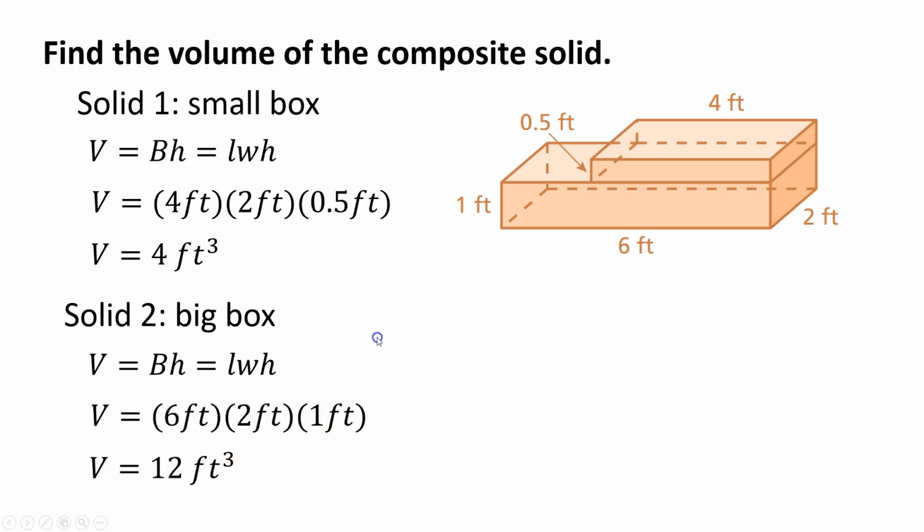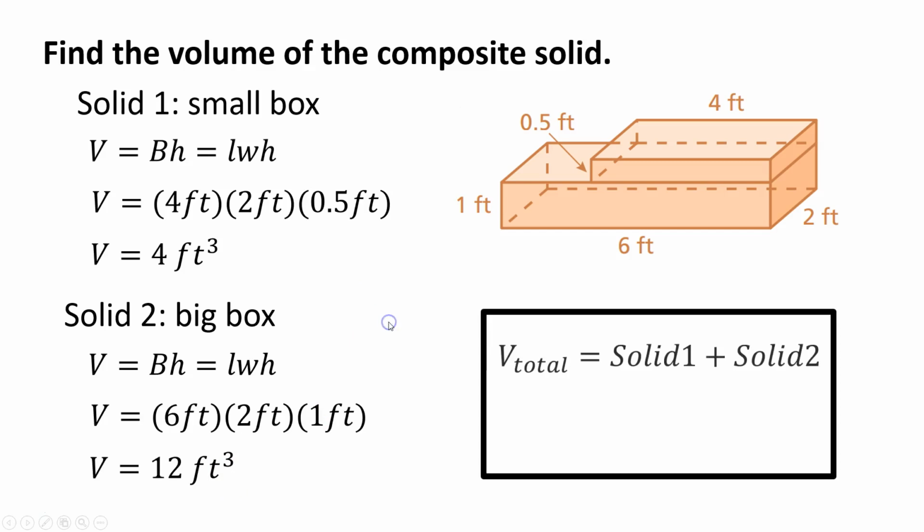All right, here we go. So now we're going to find the total. The total is just the sum of the two. Since you're just smashing them together, they're sitting on top of each other, you add them together to find the total volume. So that's going to be 4 plus 12, and 4 plus 12 gives us 16. So the total is 16 feet cubed.